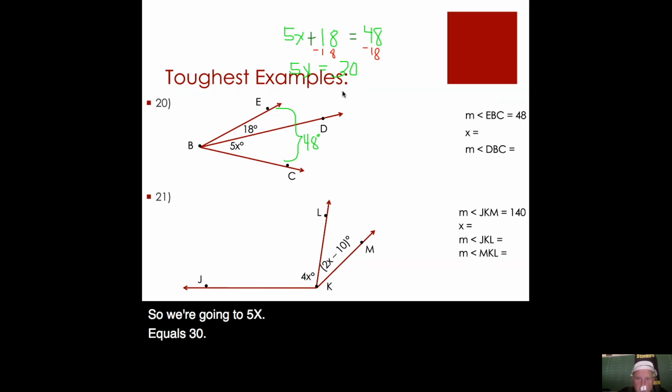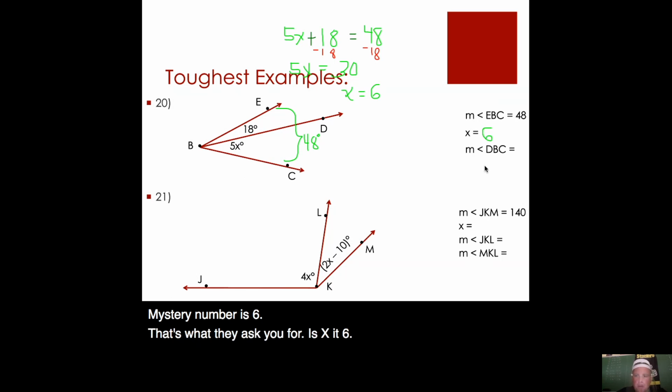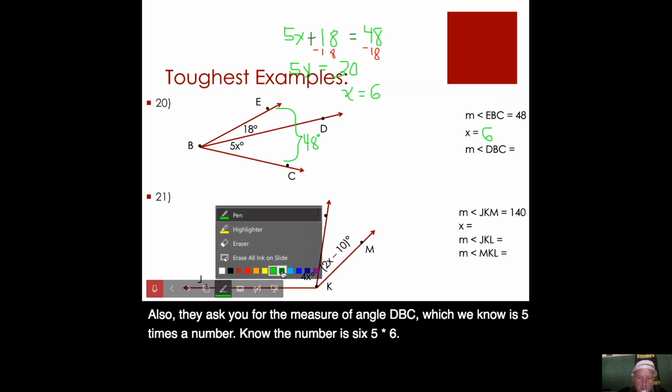Five times something is 30. Let's divide both sides by 5. Your mystery number is 6. Okay, so that's what they ask you for, is x. It's 6. Also, they ask you for the measure of angle DBC, which we know is 5 times a number. Well, we know the number is 6, so 5 times 6 gives you 30.